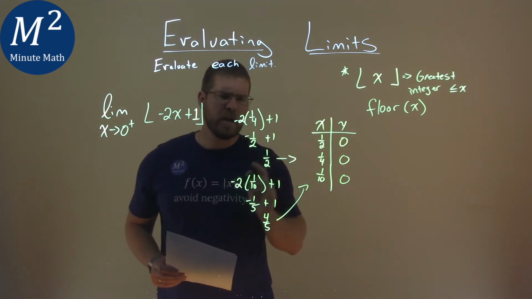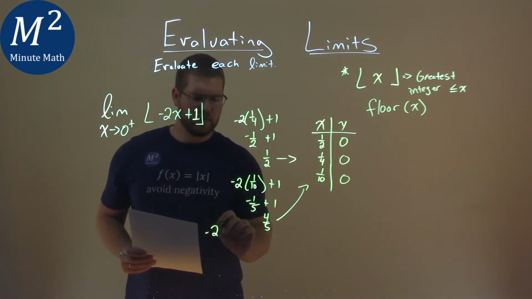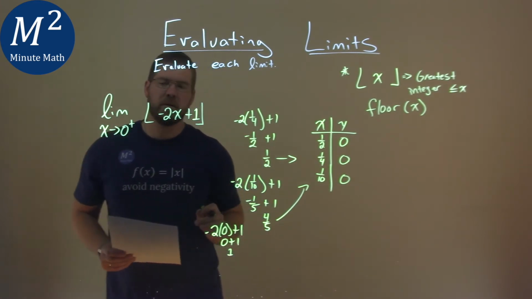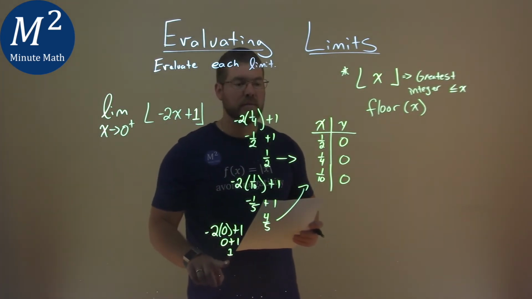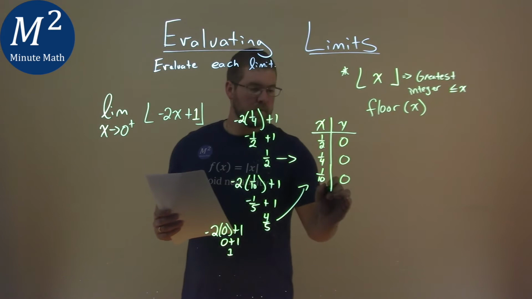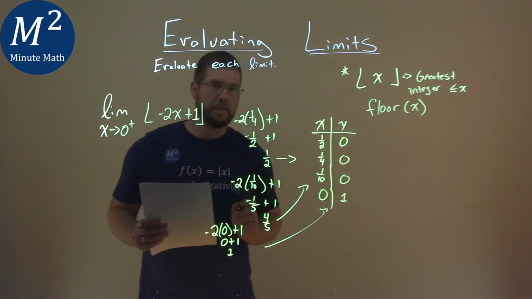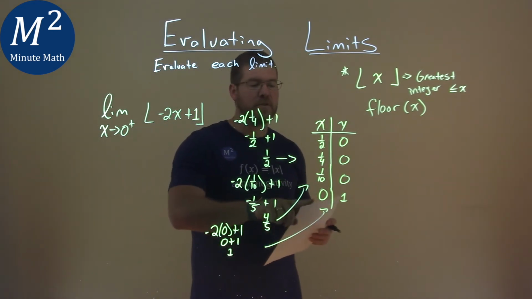Okay? Now what happens if we actually plug in 0 for x? Negative 2 times 0 plus 1. Negative 2 times 0 is 0, plus 1 is 1. But this is the key here: when we say we approach 0 from the right, we're not actually plugging in 0, right? So 0 in is a 1, but that's not going to be our limit here. Again, we're approaching from the right, not actually plugging it in, and that's where the jump happens.